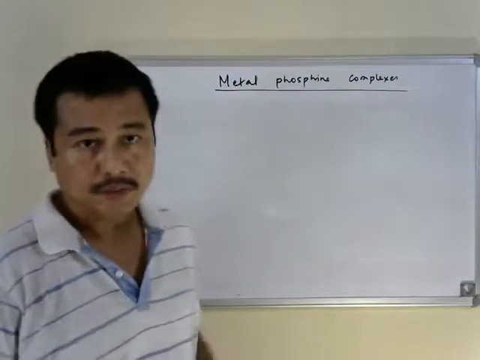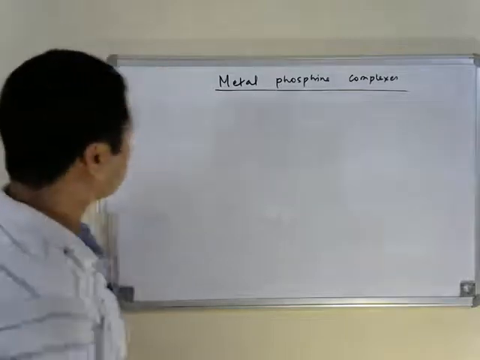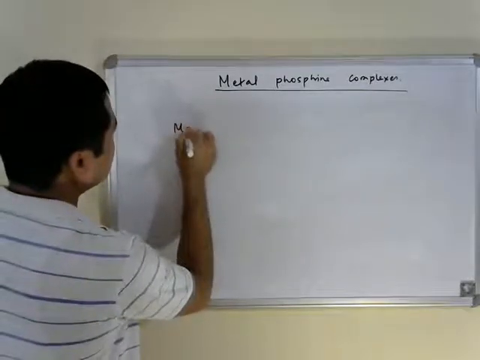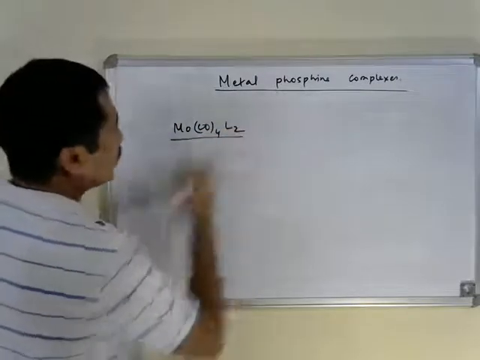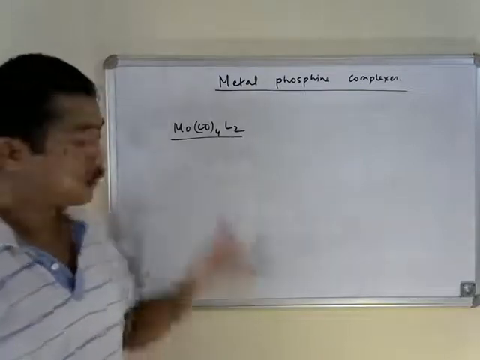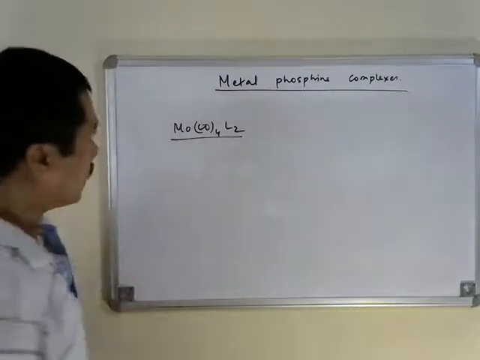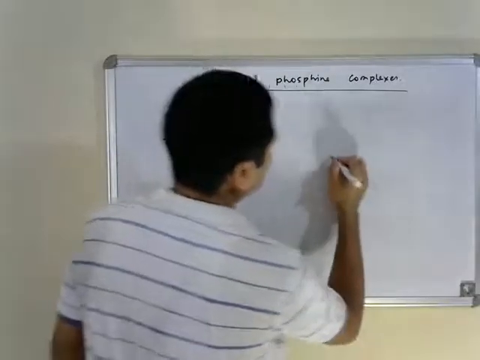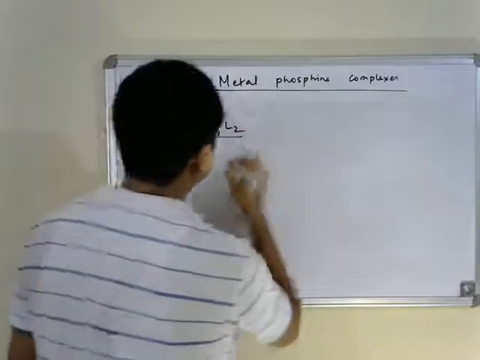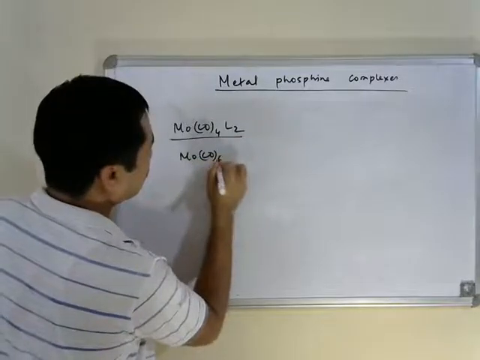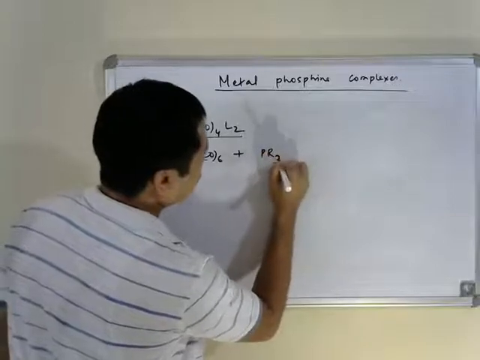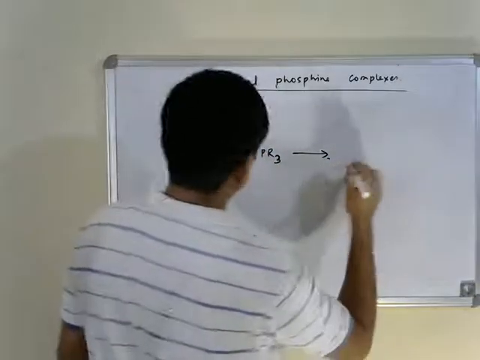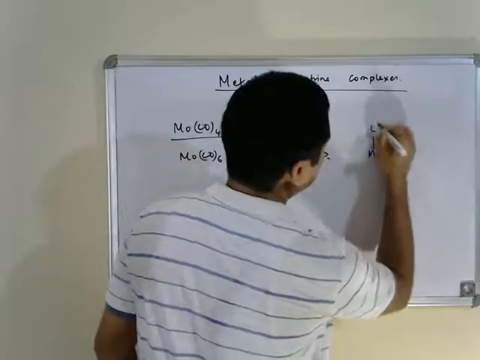One more example where we see the steric effect of the sterically bulky phosphine ligand is when we prepare this sort of metal phosphine complexes where there are two phosphine ligands. When you prepare this complex by substitution reaction from Mo(CO)6 with phosphine ligand, first you do substitution of one of the carbonyl ligands.